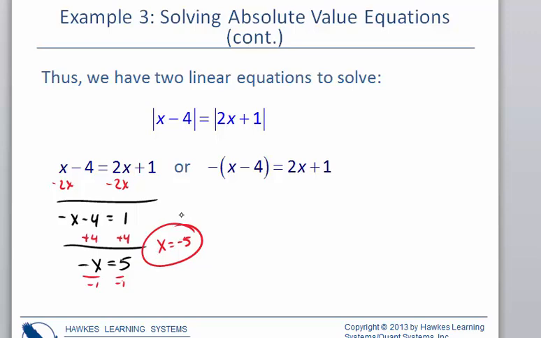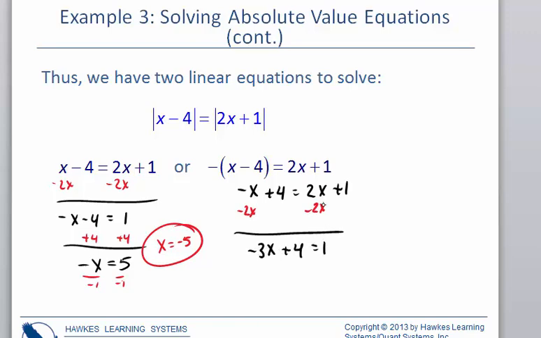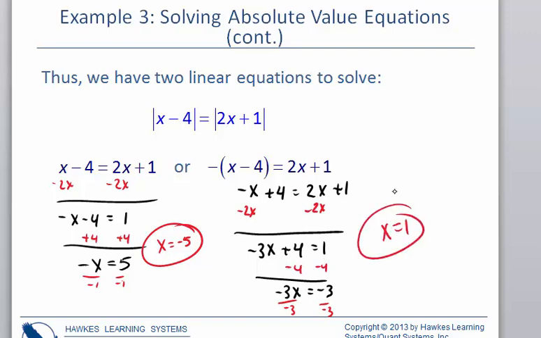We'll do the same thing on the other side. We'll begin by distributing our negative through our parentheses, so that's going to become negative x plus 4 is equal to 2x plus 1. We'll subtract the 2x. It's going to give me negative 3x plus 4 is equal to 1. We'll subtract the 4, giving me negative 3x is equal to -3. Dividing by -3 gives me x is equal to 1 as my second solution.